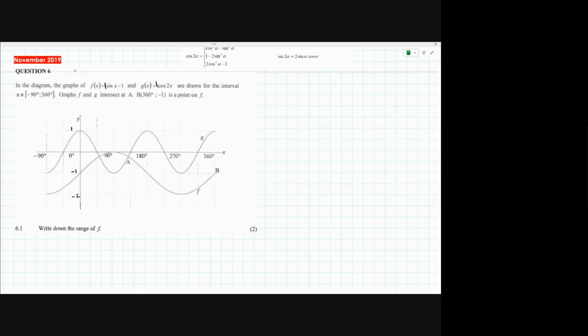So the first question asks us, write down the range of f. So f is this graph over here. And I want the range, which is all the y values where this graph exists. So can someone tell me what the range is for f? What is the range of f?